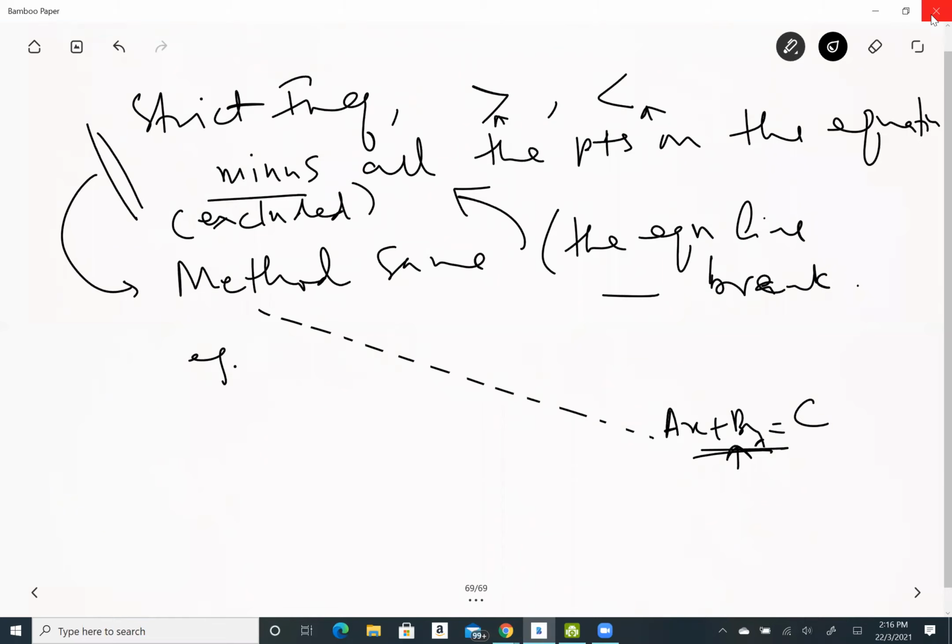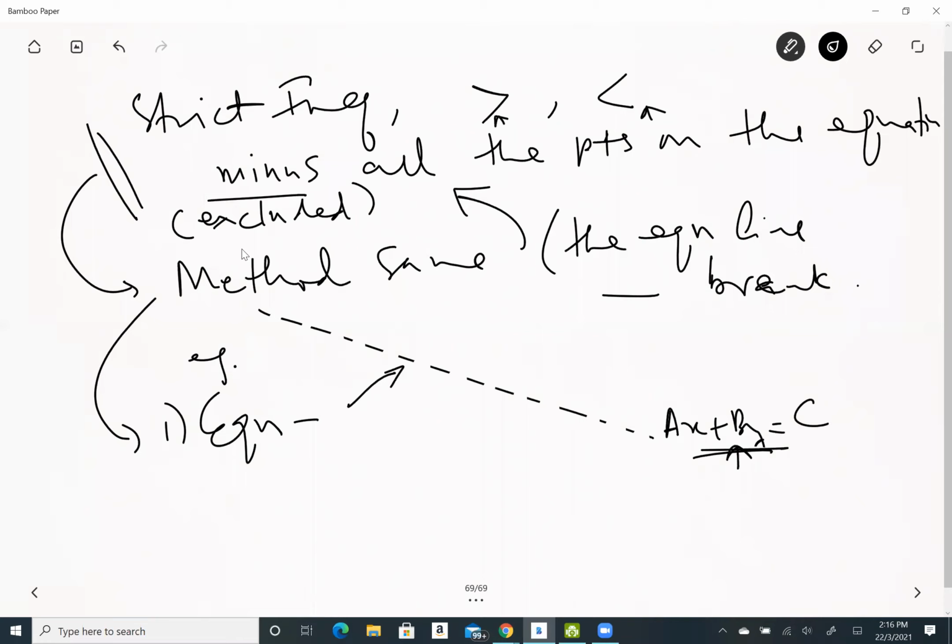All the method will be the same. You start with the equation, except that the line you just show by a broken line to indicate they don't belong to the inequality. Any question on that one?